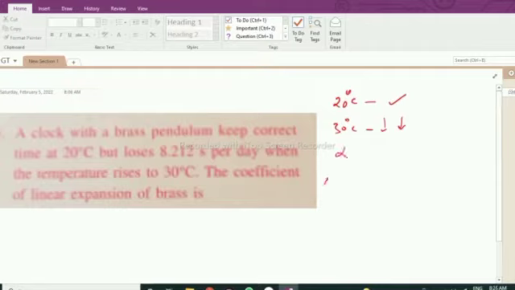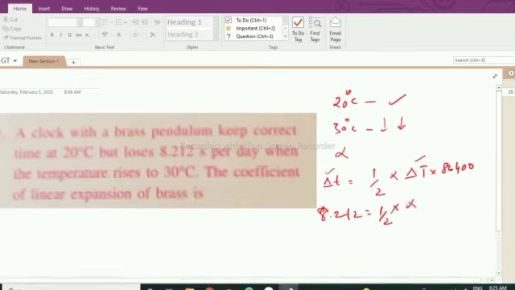So there is a formula to calculate this. The loss of time per day, delta t, is equal to half into alpha into delta capital T into 86,400. This is the difference in temperature. This is the difference in time. So delta t is given as 8.212, which is equal to half into alpha. Alpha is what we have to find out. Delta T is 30 minus 20, which is 10, into 86,400.